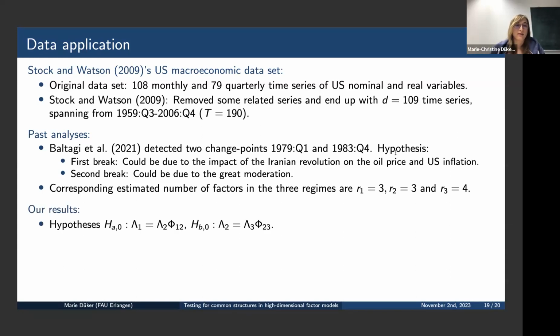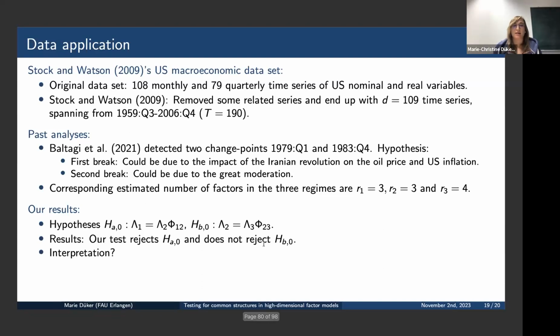So what we ended up doing is, for our results, we hypothesized that there is some kind of relationship between the loadings from the first regime and from the second regime, and then the second and the third. And we applied those tests. And again, for the second hypothesis, we needed our test for changes in the loadings with different numbers of factors, because we have 3 and 4. So we use this variation of our test. And our test actually rejects the first hypothesis, but it does not reject the second hypothesis.